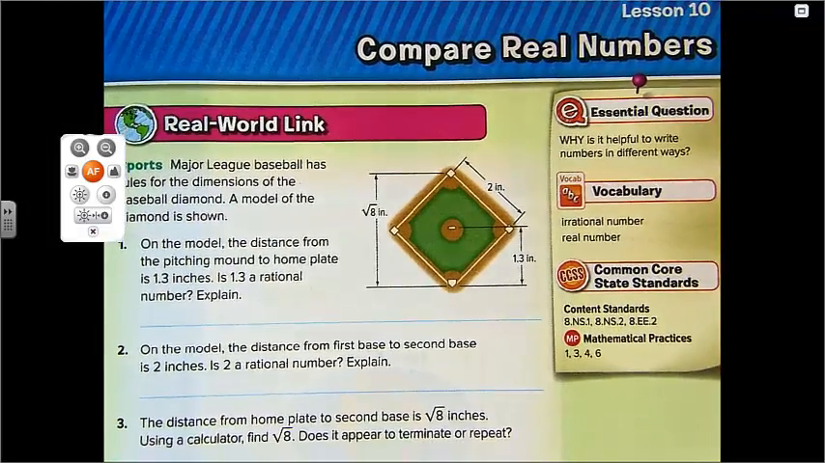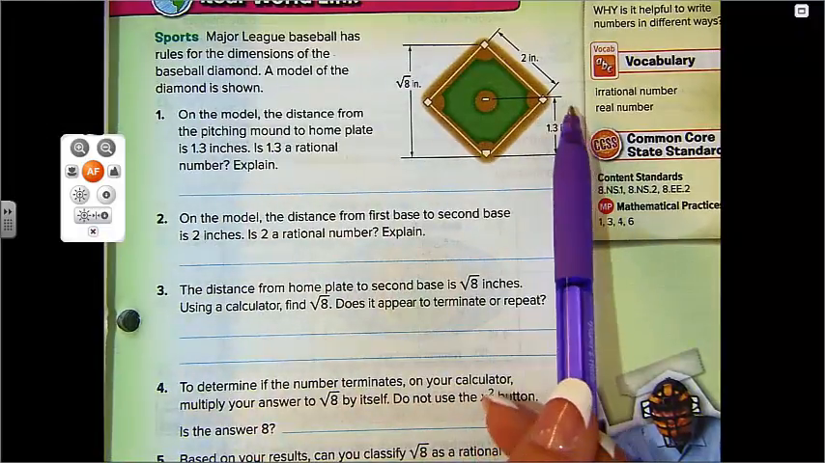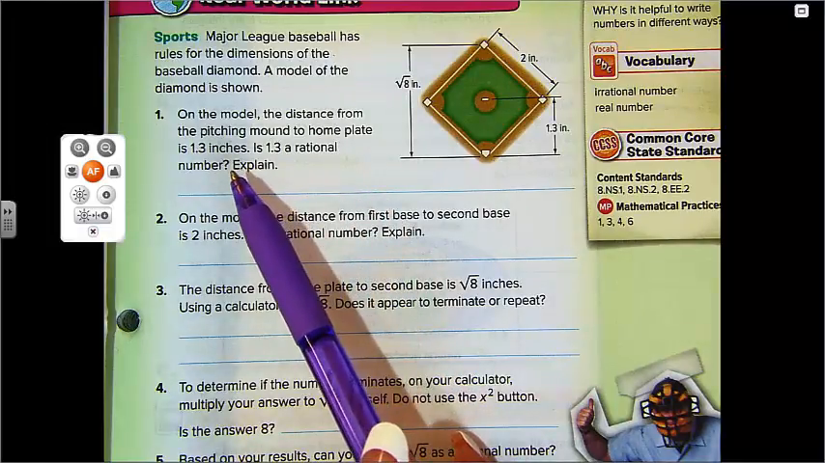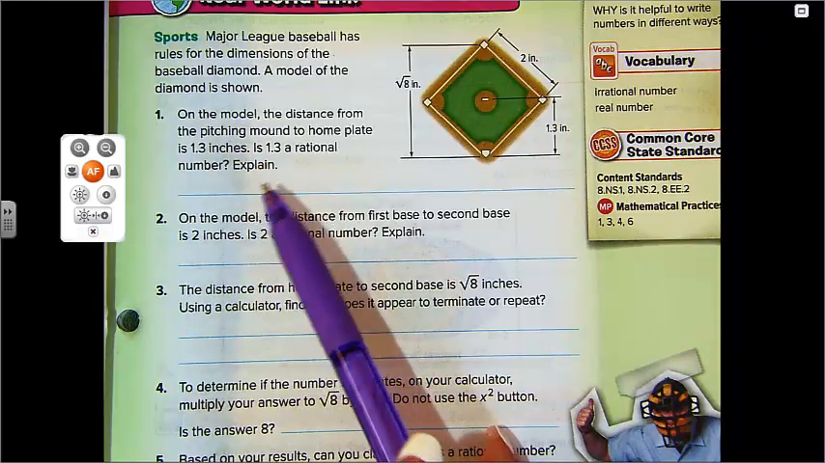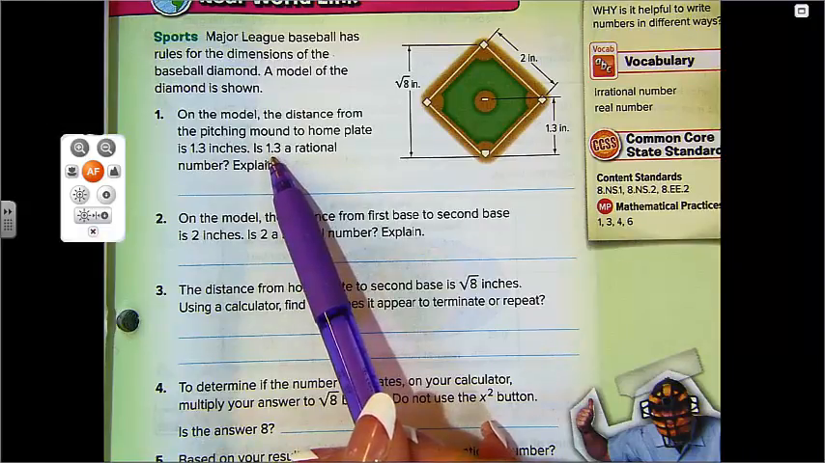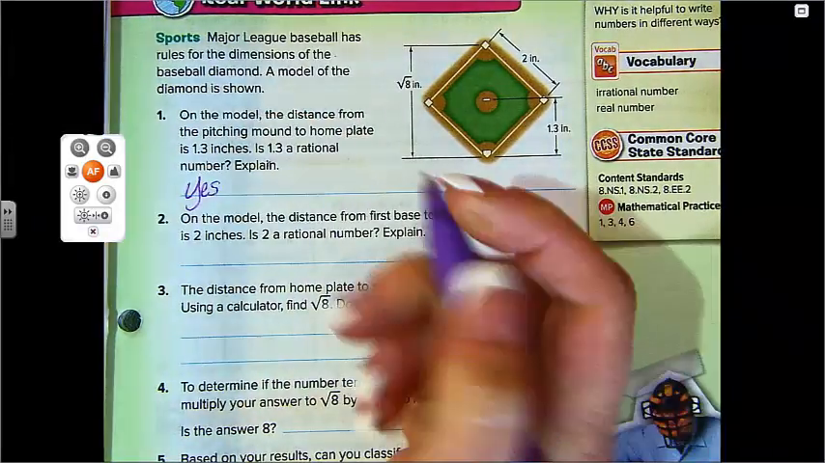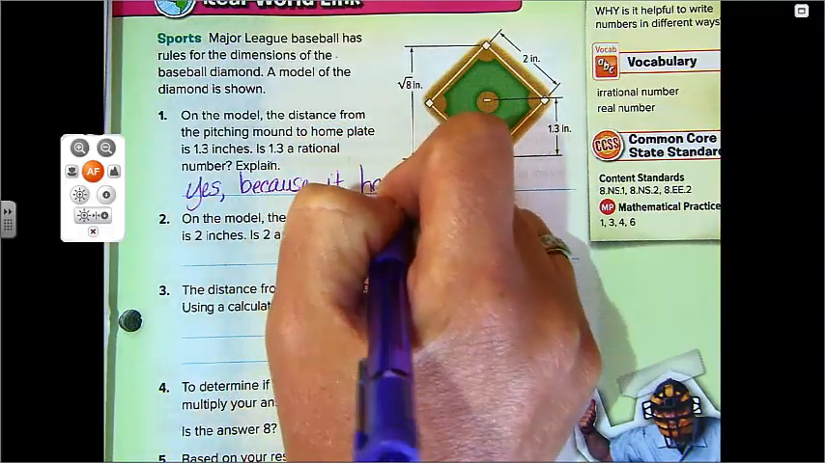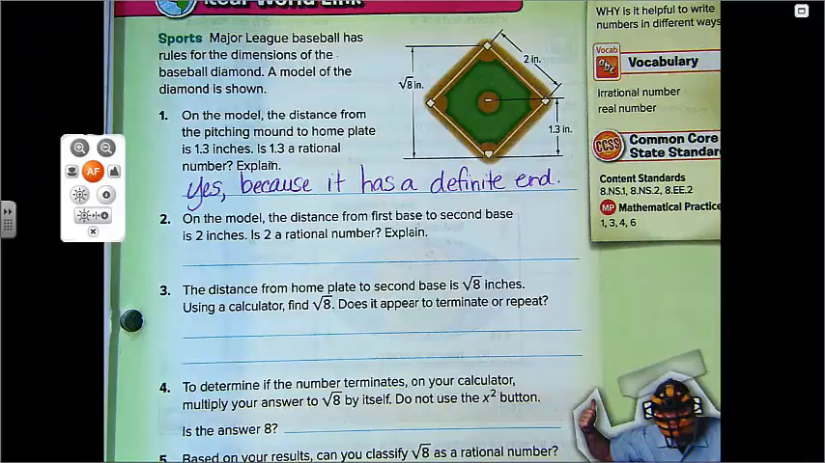So let's look at some more questions based on that. This is a model of a baseball field. It says the distance from the pitching mound to home plate is 1.3 inches, and it asks, is 1.3 a rational number? Hopefully the answer you're saying to yourself is yes, it is a rational number, and it wants an explanation. Why is 1.3 a rational number? Because it has a definite end. Remember, any decimal that has a definite end or repeats is a rational number.